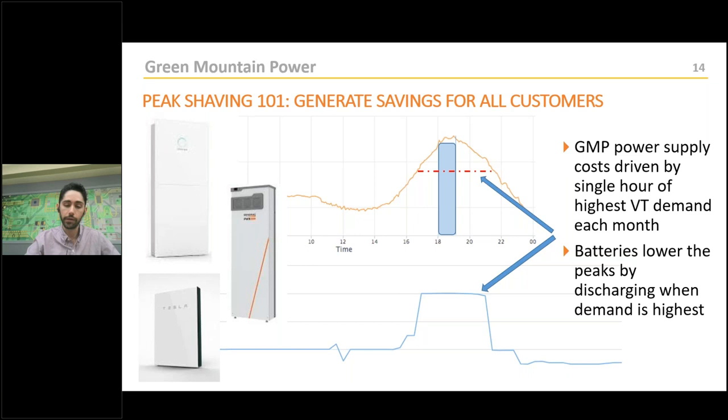I just looked at the forecast and it looks like today might not quite be the peak day, but it's very close. And so it's been an exciting day here talking through how to schedule all of our peaking resources to make sure we hit that hour if it were to occur. We discharge our batteries to knock down those peaks, and those cost savings flow through to all of our customers. Go to the next slide.